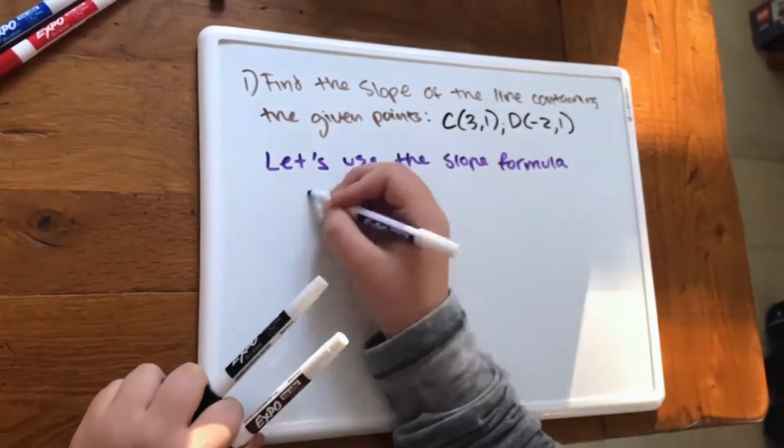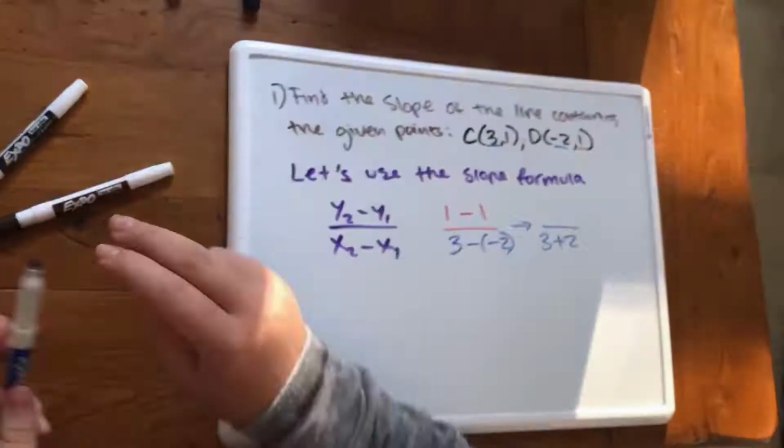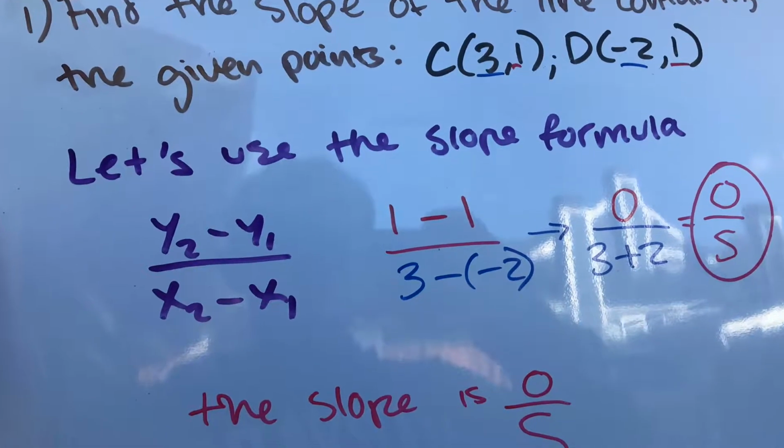Let's use a slope formula and plug in the numbers. First, for the y's, 1 minus 1, and the x's, 3 minus negative 2. That gives us 0 over 5. That means the slope is 0.